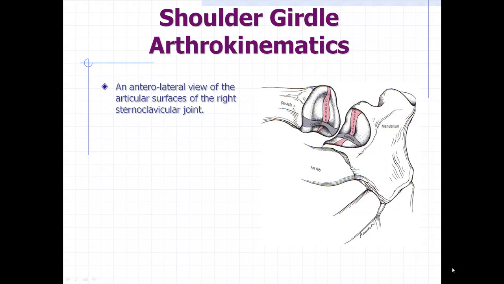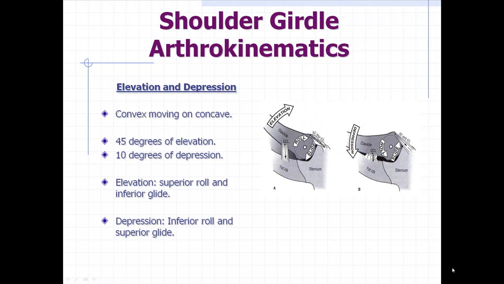This diagram shows the shape of the articular surfaces, demonstrating the sternoclavicular joint being a typical synovial saddle joint. Remember, there is a disc that improves the congruency between the two articular surfaces. So when we look at the movements of elevation and depression, as the clavicle moves on the sternum itself, there's approximately 45 degrees of elevation and about 10 degrees of depression.